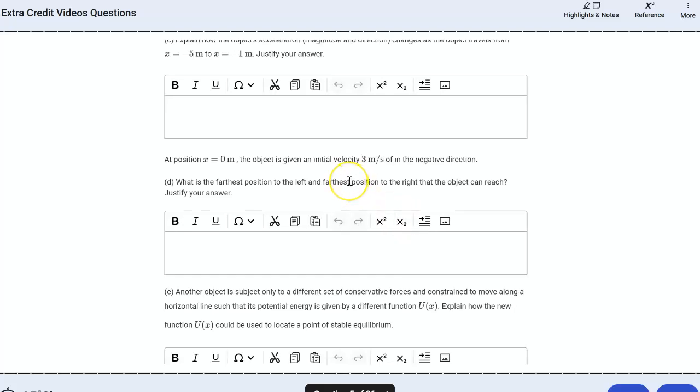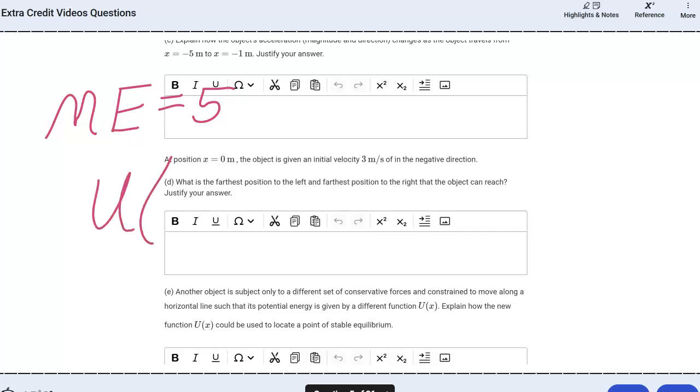Now let's go to D. So D asks, what is the farthest position to the left and farthest position to the right that the object can reach? Well, we calculated before, total mechanical energy is 5. We've asserted that. So if total mechanical energy is 5, an object cannot go any further than when its kinetic energy reaches 0. Its kinetic energy reaches 0 when the mechanical energy is purely made up of potential energy. So we have to find, when is u of x equal to 5?